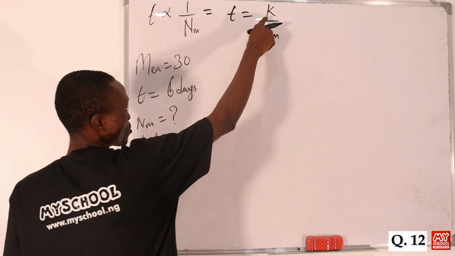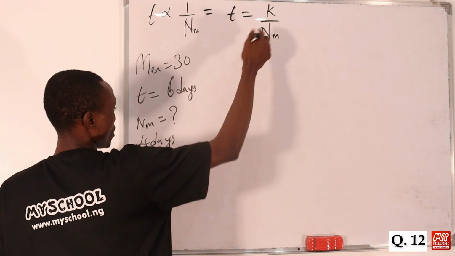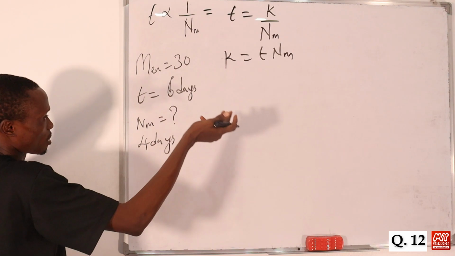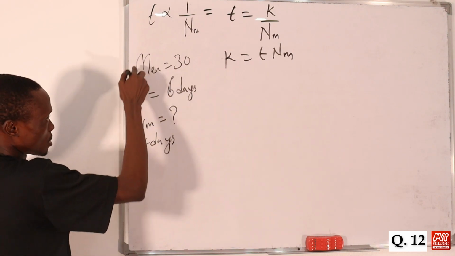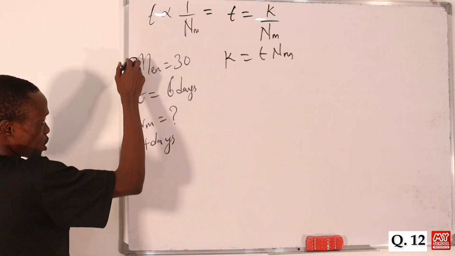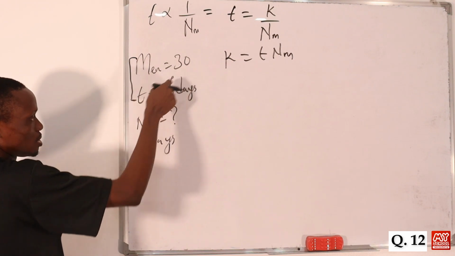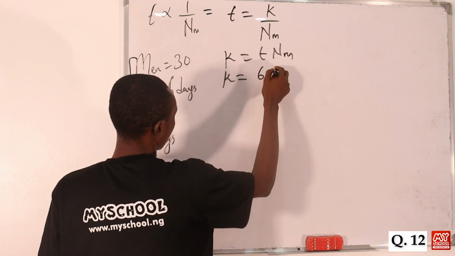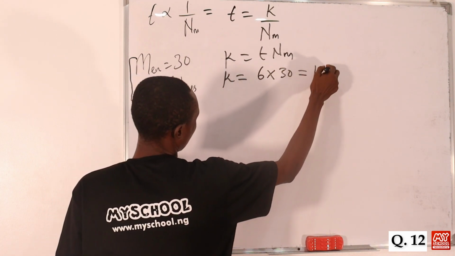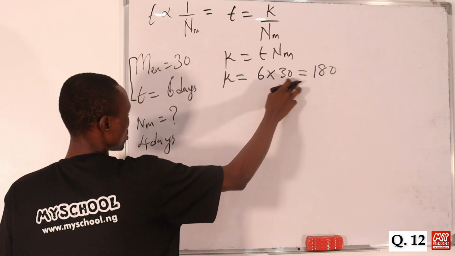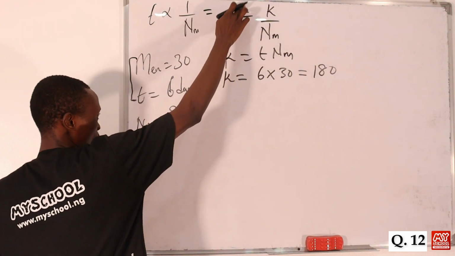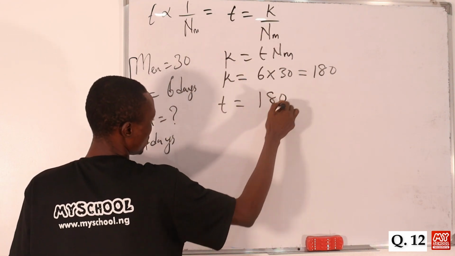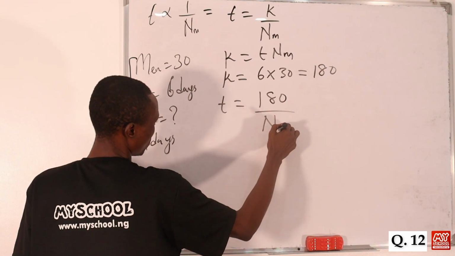Okay, so first thing first is for us to calculate for K. So we just cross multiply. So K will be equals to T times M subscript M. So to calculate for our K, it's just for us to substitute the values that are given to us in the first part of the question. So number of men is 30 and the time taken is 6. So K will be equals to 6 times 30, and this will be equals to 180. So this value of K, we substitute it back into the equation, which is T is equals to, so in place of K, we write 180 all over M subscript M.